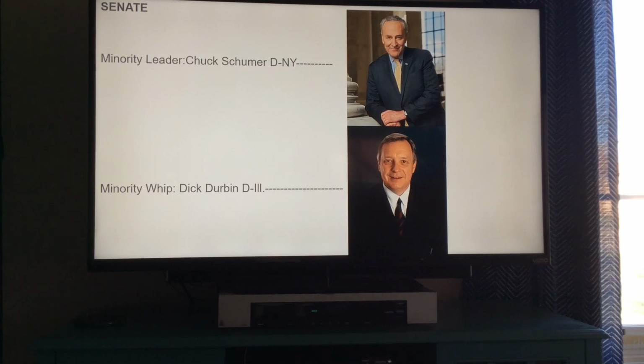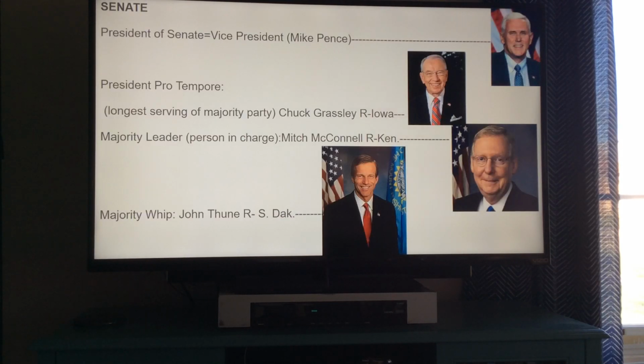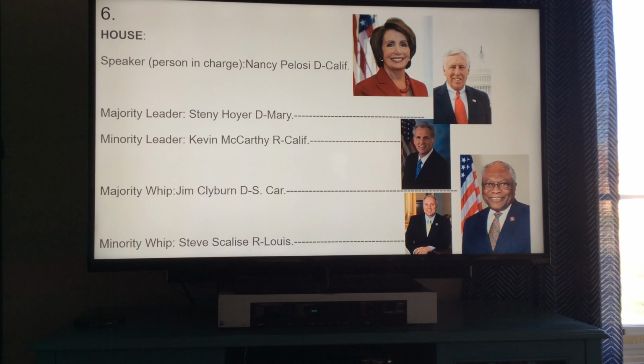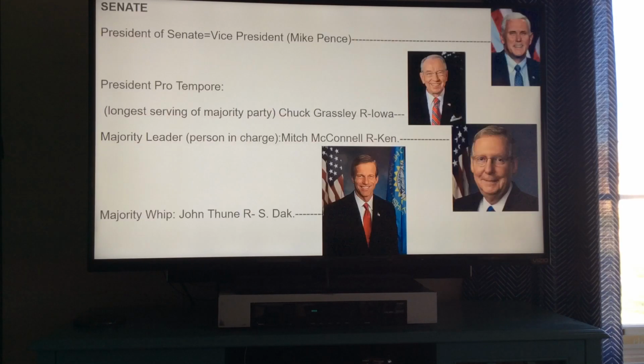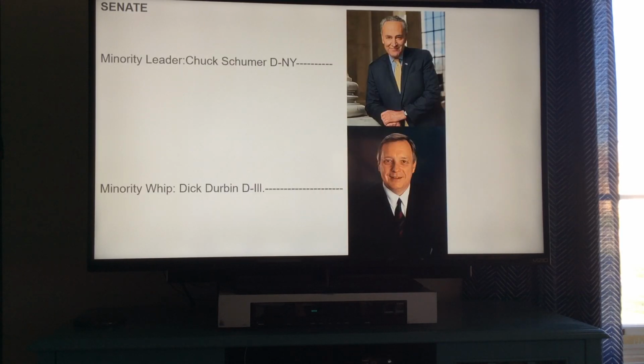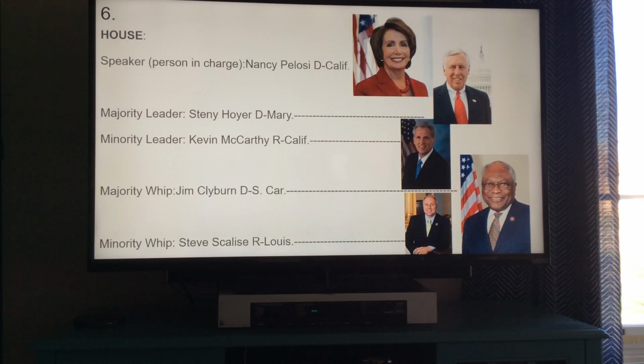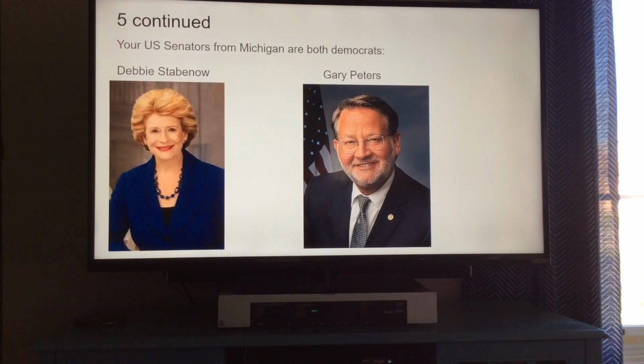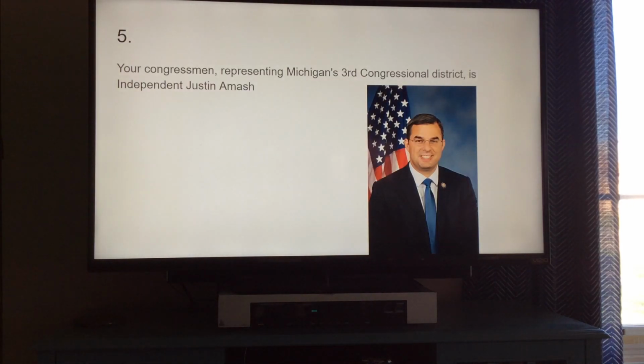So that's basically your introduction to the legislature. You don't necessarily need to know who all these guys are, but I'd ask that you would remember the Speaker of the House and Minority Leader in the House, so Nancy Pelosi and Kevin McCarthy. And then please remember the Majority Leader and Minority Leader in the Senate, Mitch McConnell and Chuck Schumer. Those are going to be important. The rest are kind of just fun, but those ones are names that you should be familiar with. You should remember your two senators, Debbie Stabenow and Gary Peters, and your congressman, Justin Amash. So these should be all names that when you hear them in conversation, you're like, oh yeah, that's this guy.